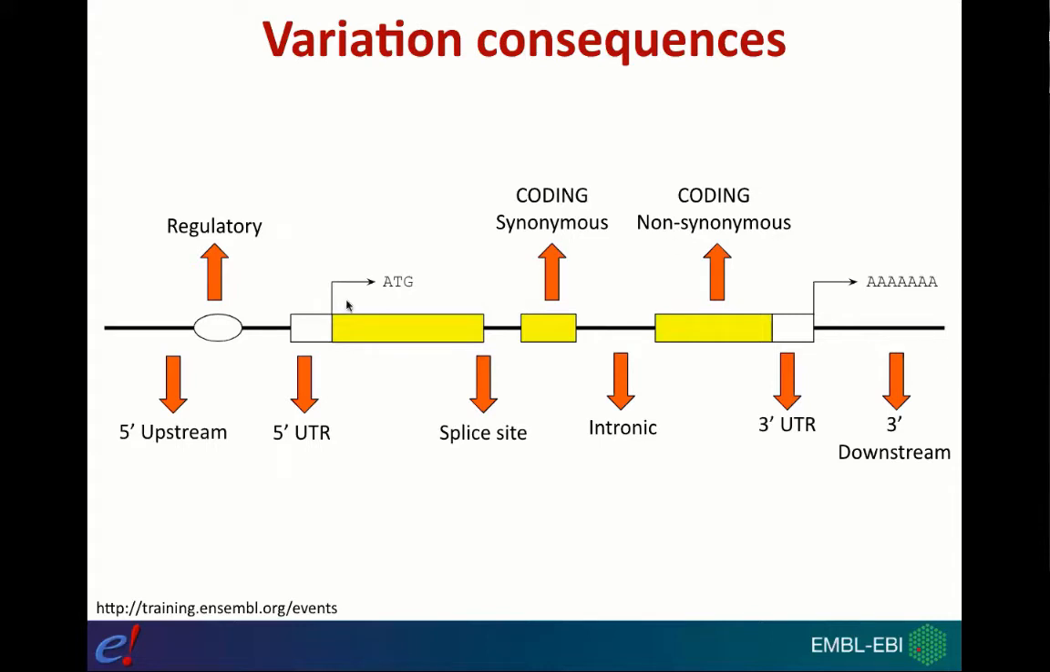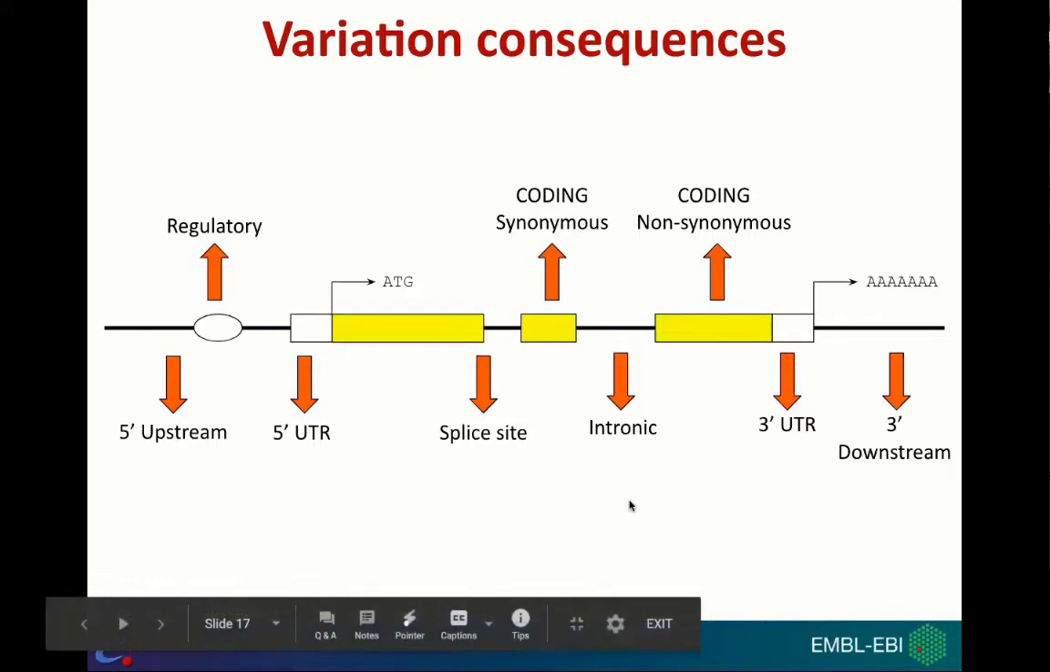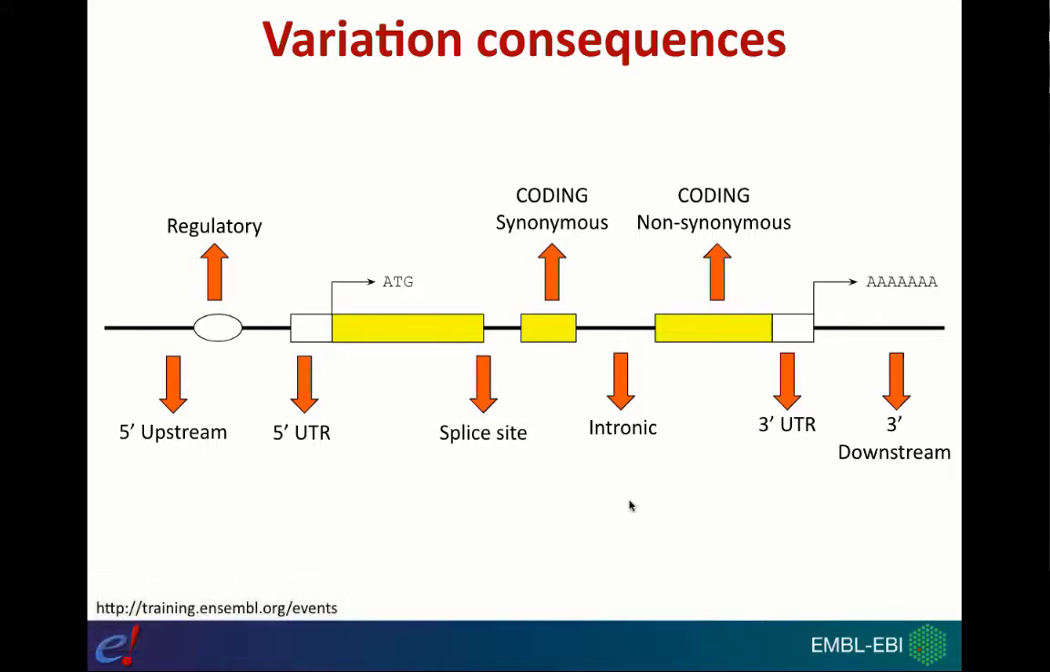So that's what we do. For every variant, we plot where it falls along the genome, and then we assign a consequence based on the position where it falls in the genes that are located at that position in the genome.